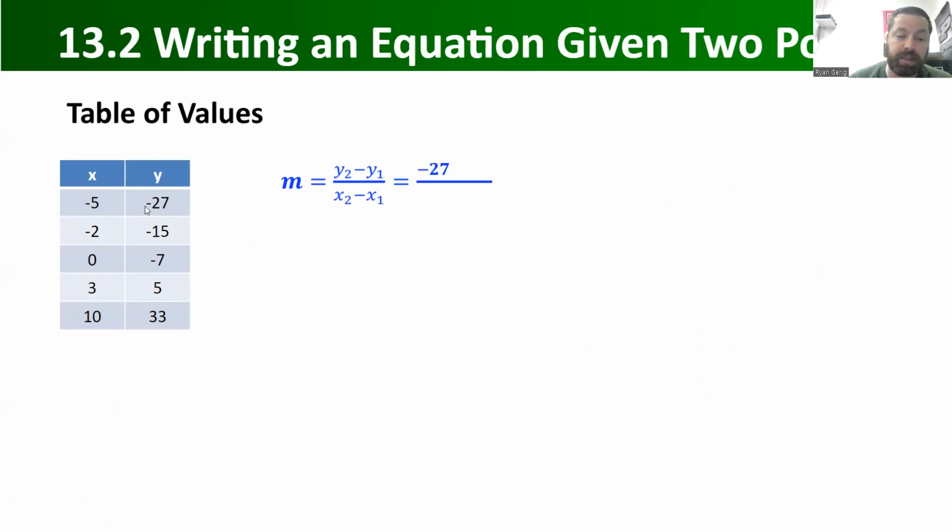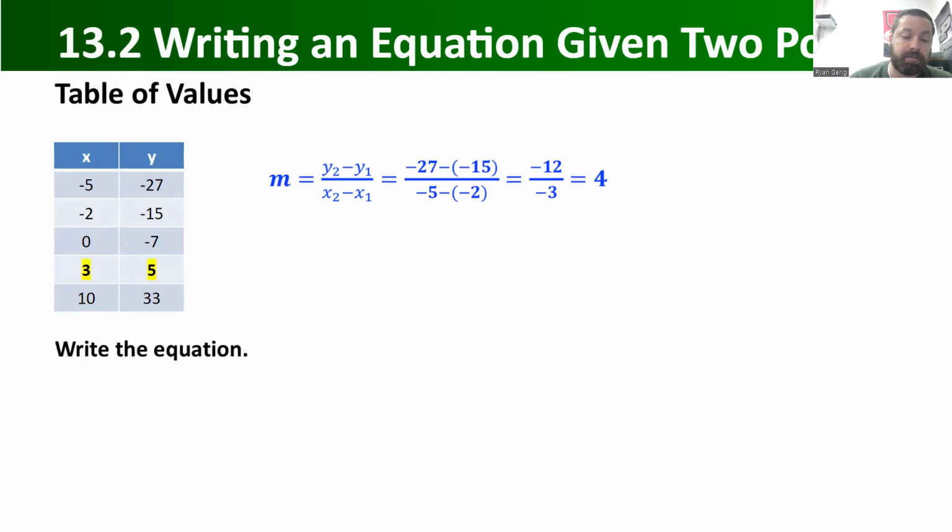So I'll do -27 minus -15. Well, if I chose -27 to start us off, I have to choose -5 for x. And I have to match, and if I have -15 as my second y value, then I got to choose -2 for the other x value. Now let's simplify that. Negative 27 minus negative, that's like plus 15 is negative 12. Negative 5 plus 2 is negative 3. A negative divided by negative is positive 4. So my slope is 4.